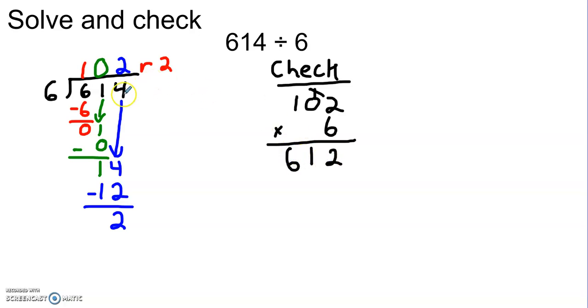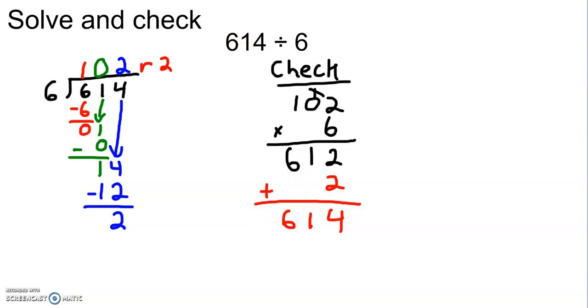Now I know 612 is not equal to 614, but I still have this remainder that I need to add. So I'm going to add my remainder. And remember, I'm lining this up by place value. This remainder 2 is in the ones column, so I must put it underneath the ones column in the 612. Now I know 2 plus 2 is 4. 1 plus 0 is 1. 6 plus 0 is 6.